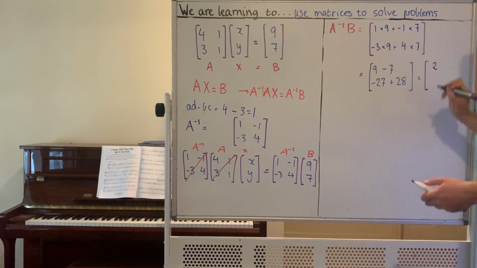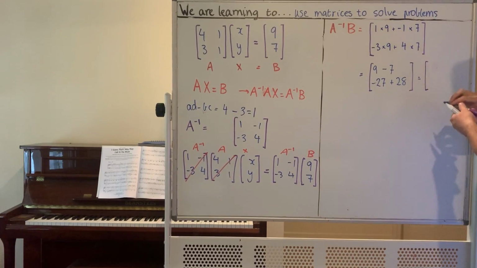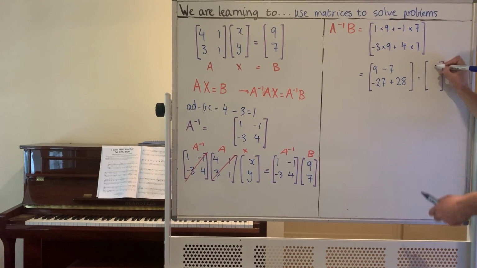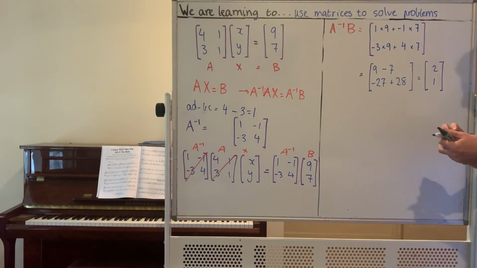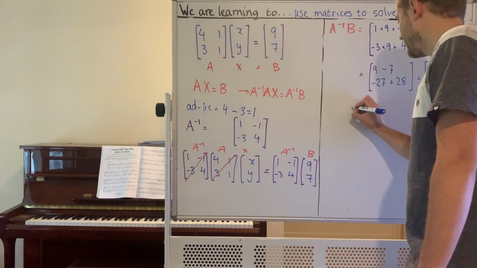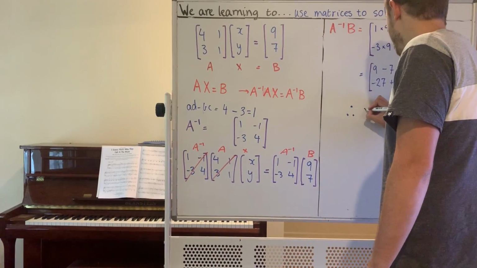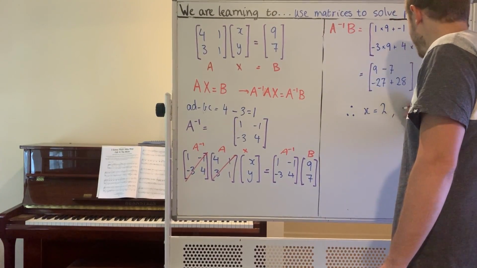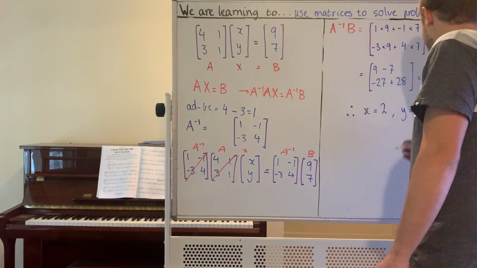Nine take 7 is 2. -27 plus 28 is 1. Again, we got a very simple answer like in the first example. So as a little conclusion, therefore, X equals 2, Y equals 1.